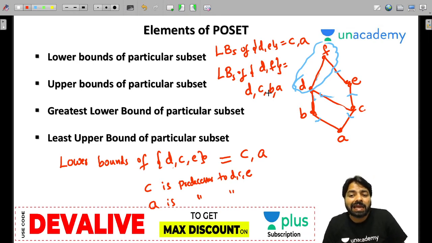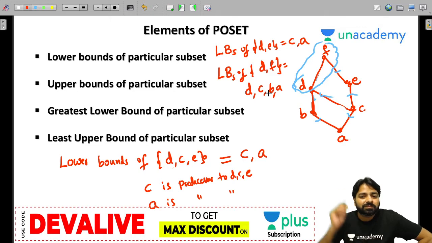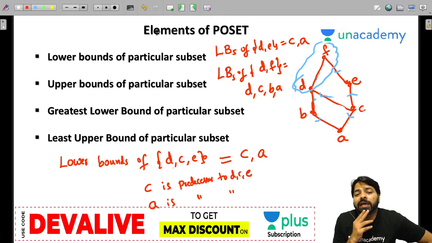B, C, A, including D. We're missing D. You should not miss the D. D itself is a predecessor to both. Fine. Now let's practice all of them together. Understood how to look at the lower bounds? Why people fail to answer? Because they don't look at what is given. Yes.